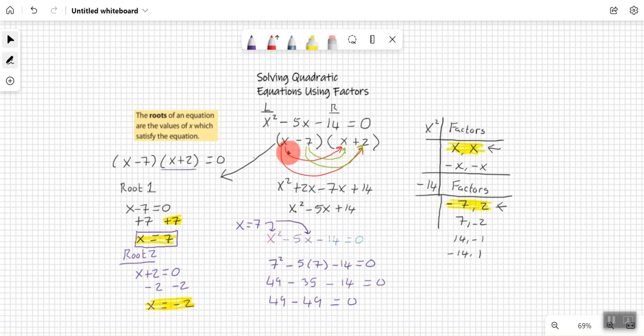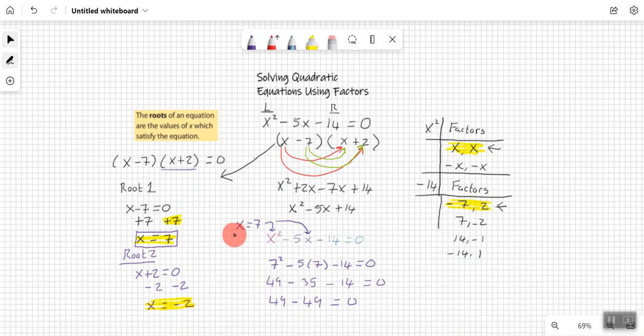So that's basically the way that you use factors to find the roots of quadratic equations. So the first thing you do is you take your quadratic and you write it in this form. So whatever x squared, whatever minus x, whatever minus 14 is equal to 0. You have to make it equal to 0. Then you factorize it. Okay, so you can use this factorization method. Then you take each of the factors and you make them equal to 0. And then you solve for x. Okay, and then you can find your two roots.